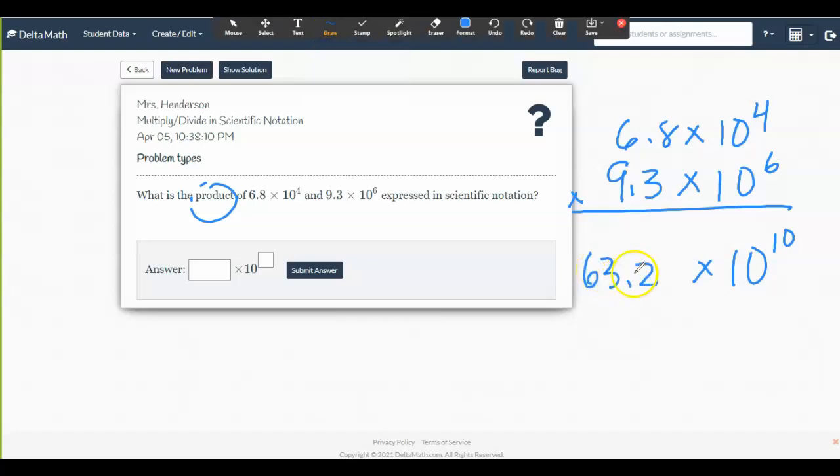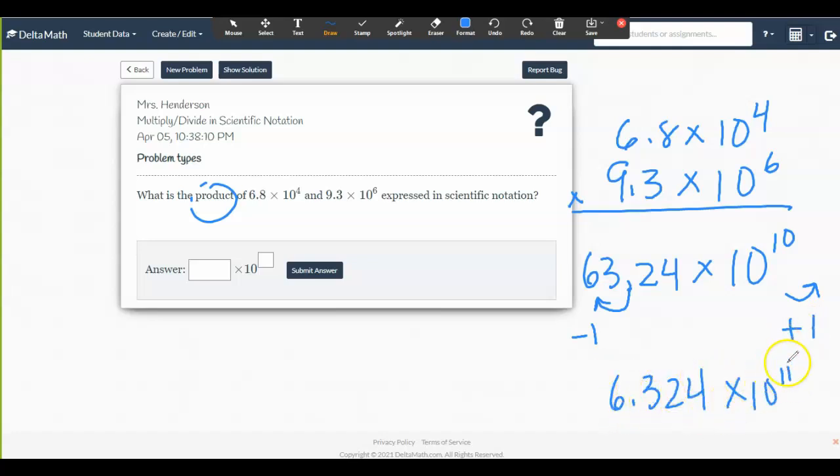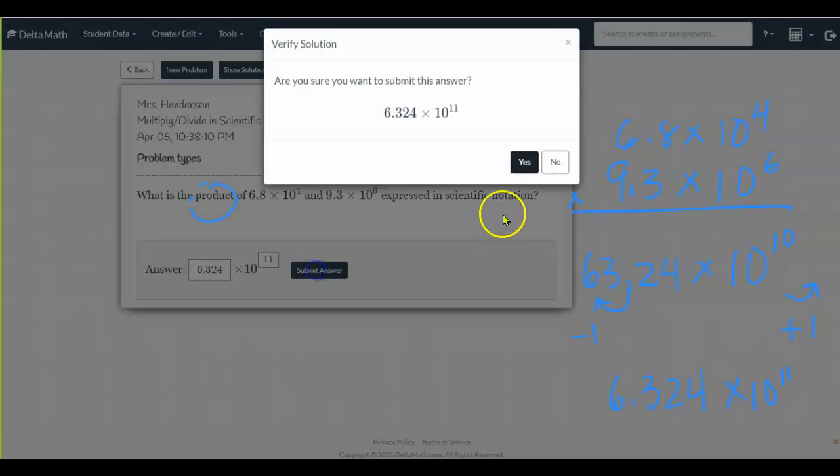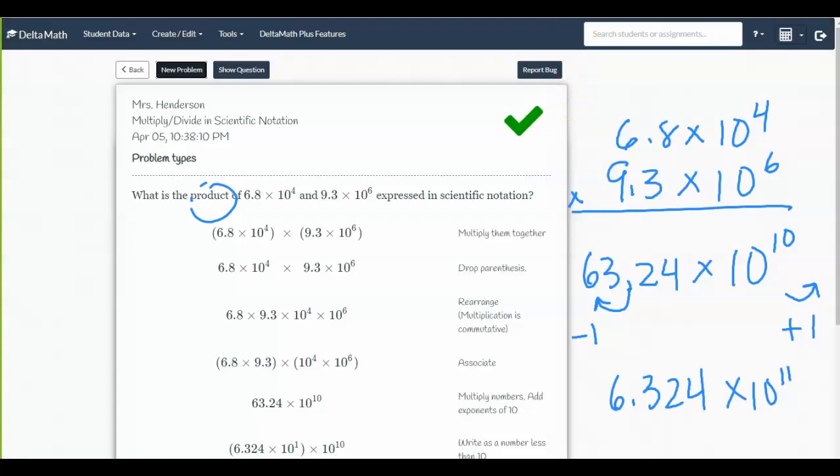63.24. Now, this one is 1 place too large, so get 1 place smaller. The power gets 1 place bigger, so that's 6.324 times 10 to the 11th. That's it. That's how you complete homework assignment number 13.